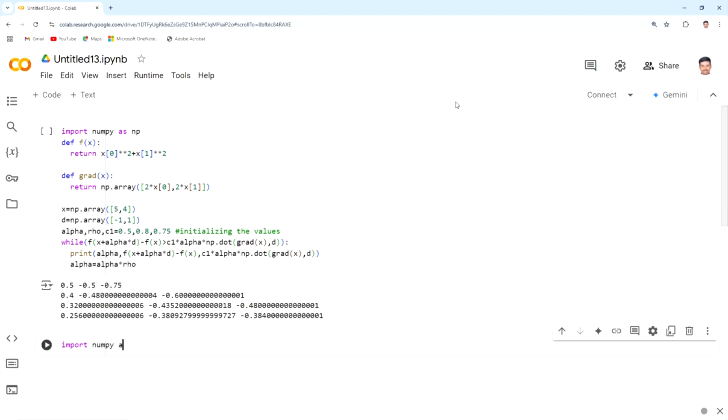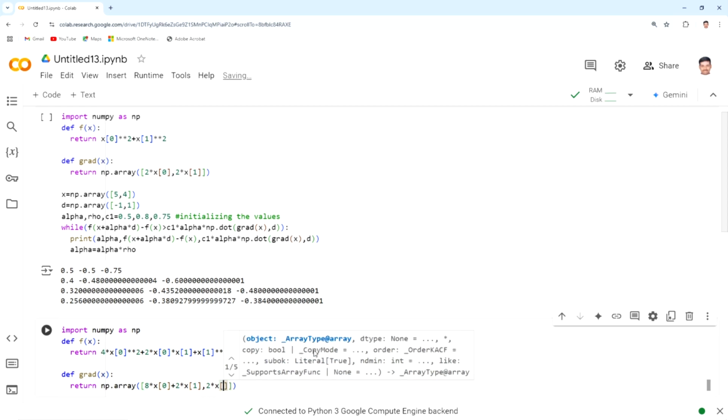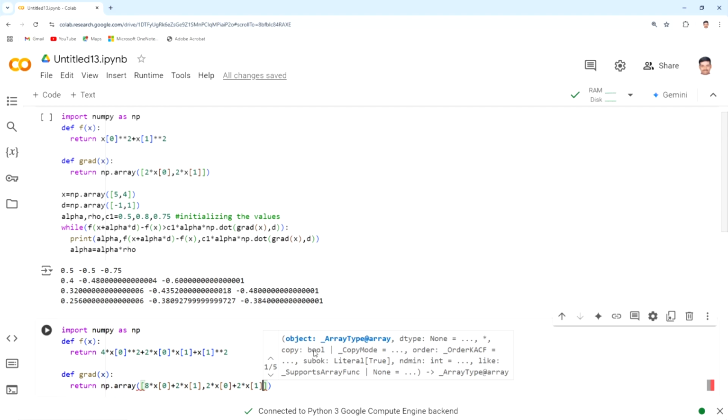So, I will start with importing numpy, and we will define f of x to be 4 x 1 squared plus 2 x 1 x 2 plus x 2 squared, and the gradient is, you can compute it easily: 8 into x of 0 plus 2 into x of 1, that is the first component, and the second component is 2 into x of 0 plus 2 into x of 1, okay, fine.